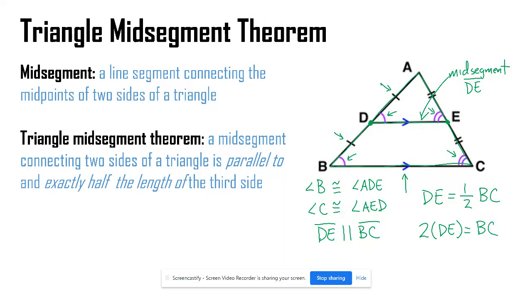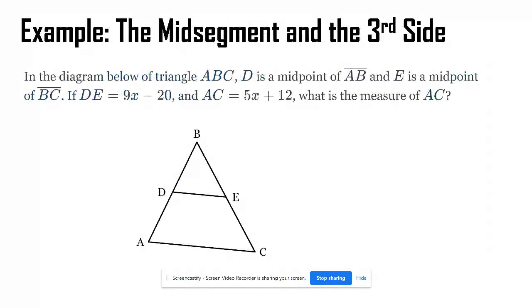Notice I wrote those without the little line segment thing over them. When we're talking about the length of a segment or the distance between 2 points, we write it without the little segment on top, and that tells us we're talking about a distance. So anyways, those are the two key things, and they're going to lead us to two types of problems, one with the angles and one with the midsegment and the third side, which is what we're actually going to start with. So here we have a diagram.